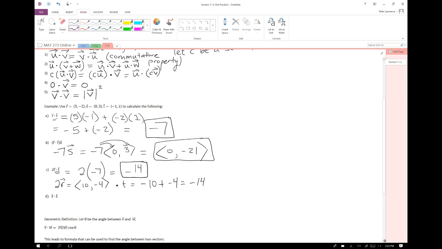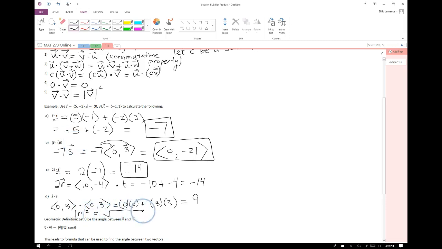One more quick example. We want to do s dotted with s. So we want to do a dot product between a vector and itself. And that just means we're going to do 0, 3 dotted with 0, 3. So we multiply first components. We have 0 times 0. Multiply second components. We have 3 times 3. And we get 9. And this is also exactly the same as what we would have gotten if we just did the magnitude of r and squared it.